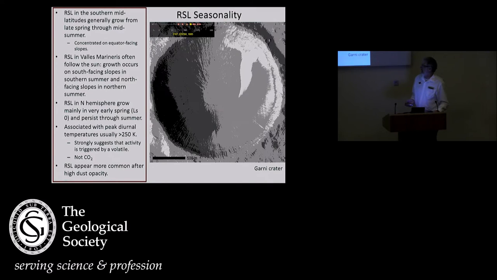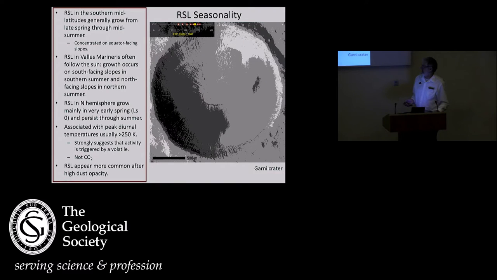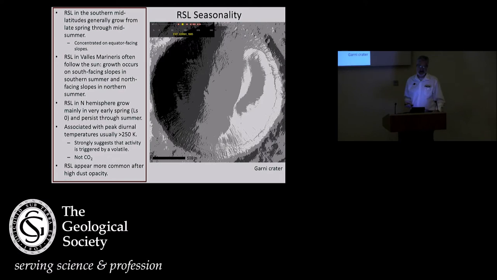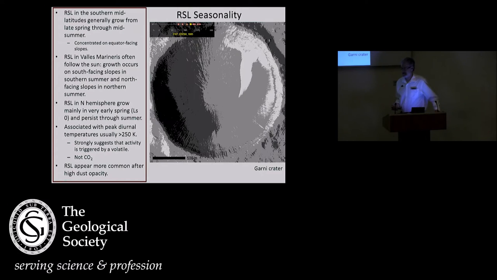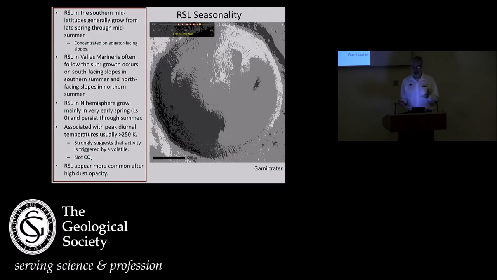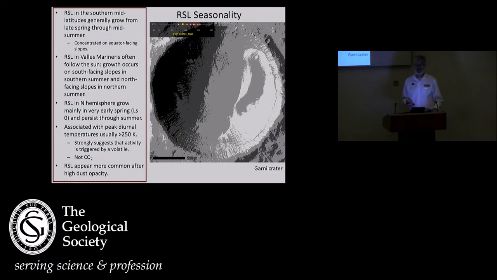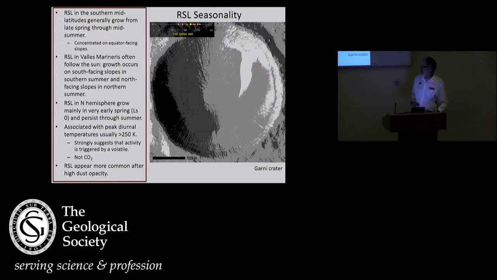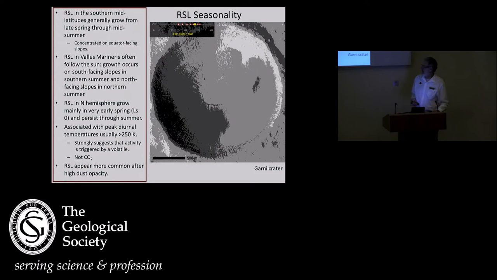Another puzzling observation is that the RSL appear more common after a period of high dust opacity. I don't think it's because in all areas that dust is being deposited and therefore being removed and making them more obvious. I think that they're really more active. We don't really understand this.